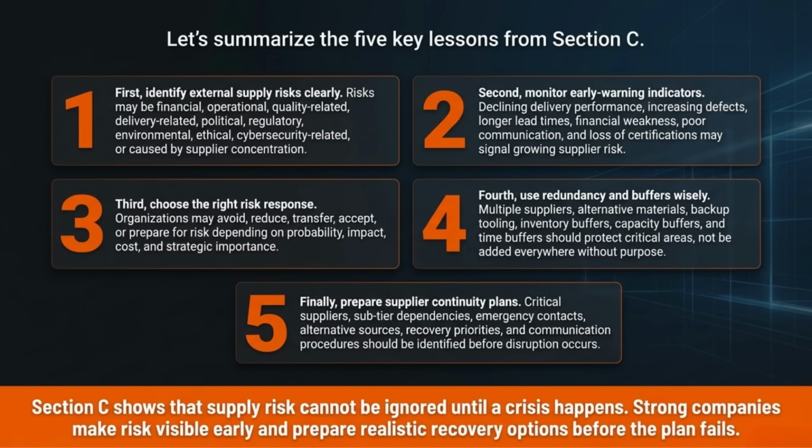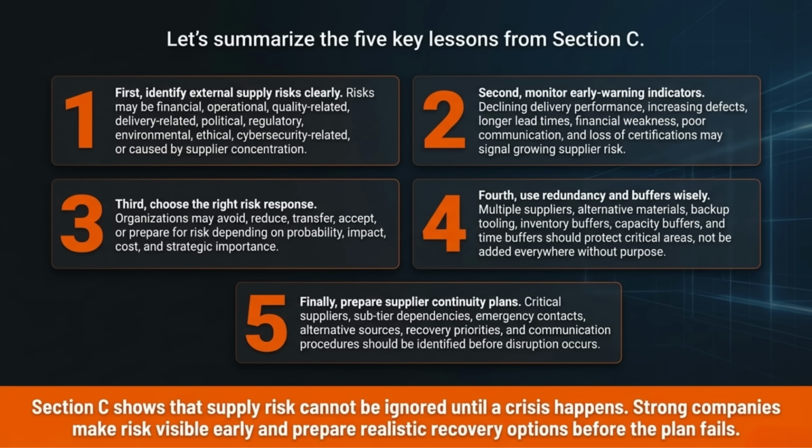Let's summarize the 5 key lessons from Section C. First, identify external supply risks clearly. Risks may be financial, operational, quality-related, delivery-related, political, regulatory, environmental, ethical, cybersecurity-related, or caused by supplier concentration. Second, monitor early warning indicators: declining delivery performance, increasing defects, longer lead times, financial weakness, poor communication, and loss of certifications may signal growing supplier risk.